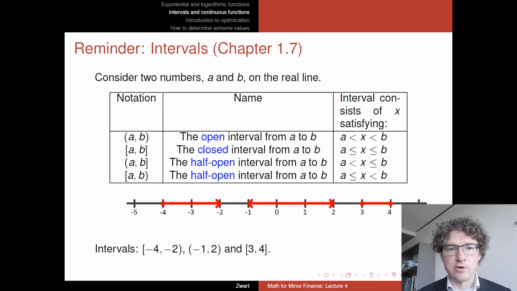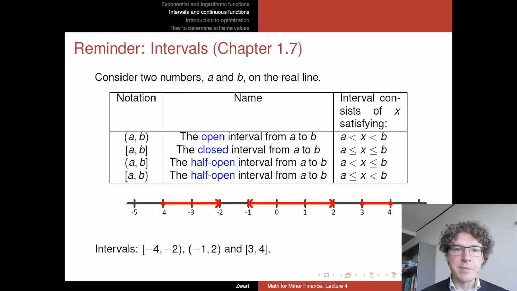So we saw this before actually. So this just is to remind you what an interval is. So an interval basically is a set of numbers between two boundaries. And what's important here is that we can distinguish between intervals which have their boundaries included or which do not have their boundaries included.